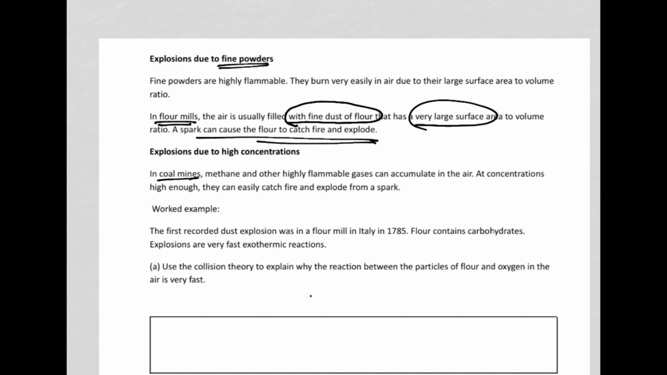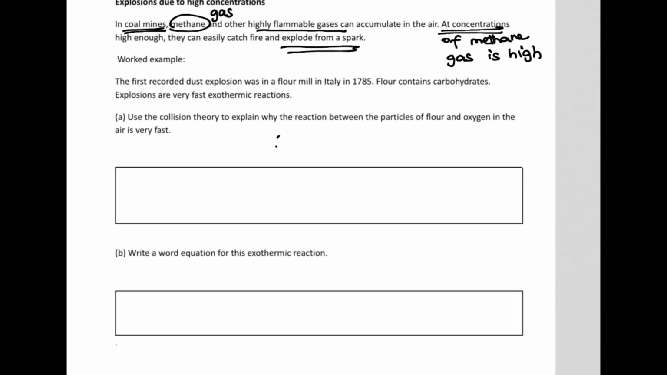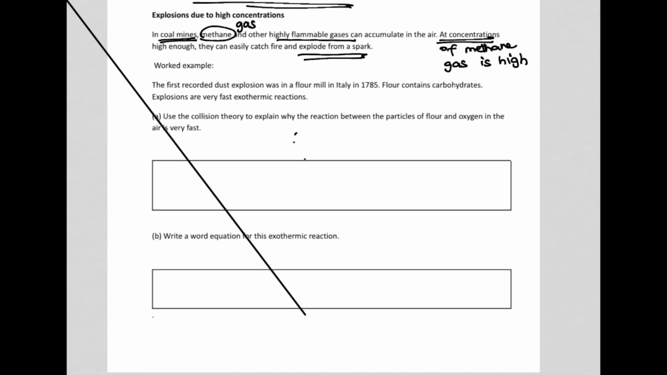Even in coal mines, the air around is filled with methane gas. So methane gas is highly flammable. So the concentration, here we're looking at concentration of methane gas, is very high. And because the concentration is so high, rate of reaction becomes very fast. So it can easily explode with a spark. Try to work out these questions here.